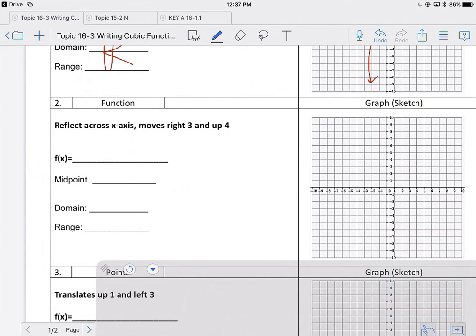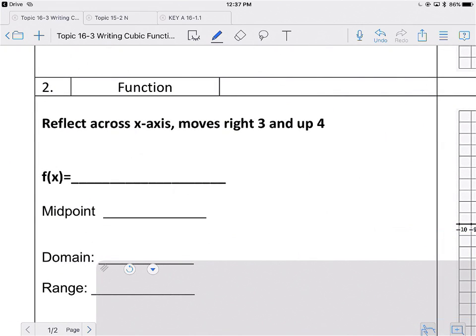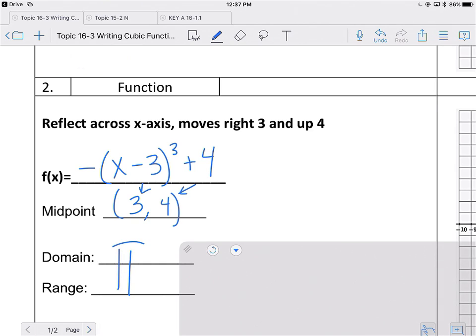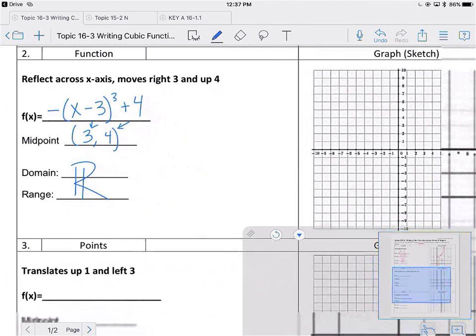Problem 2, they're asking me to reflect, move right, and up 3. So when I reflect, there's a negative in front. To move right, I use parentheses. Right is a minus 3. I put the cubed in there. Up 4, I'm going to add 4 to the end. My midpoint is the opposite and the same. So we find our midpoint just like we've been finding our vertex since like forever ago.